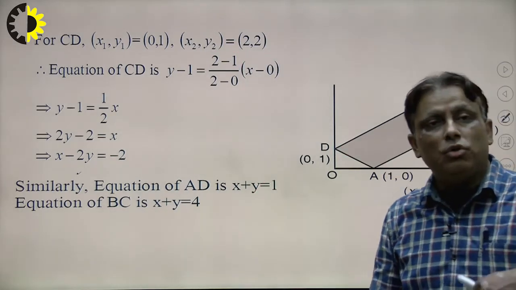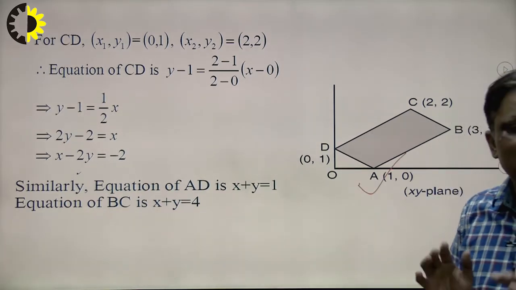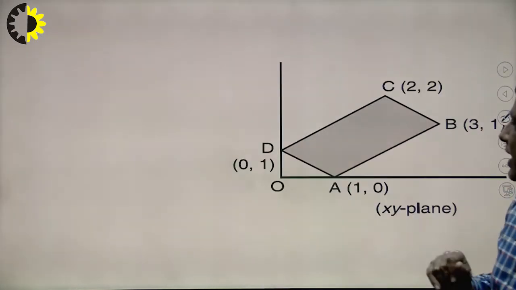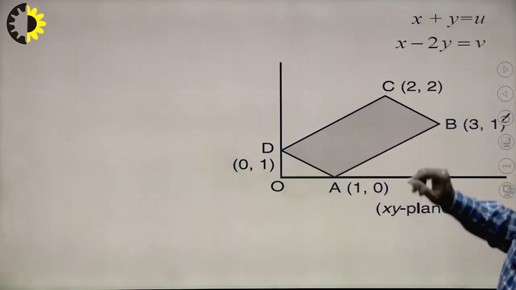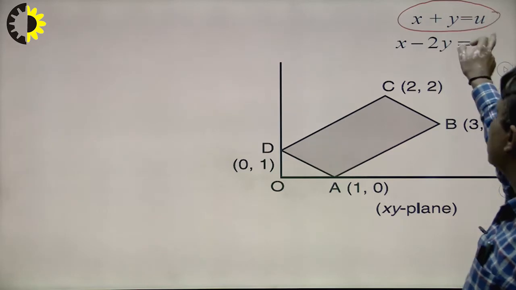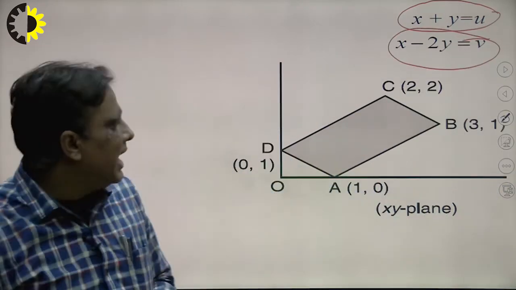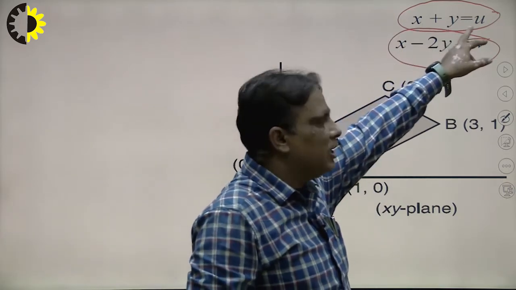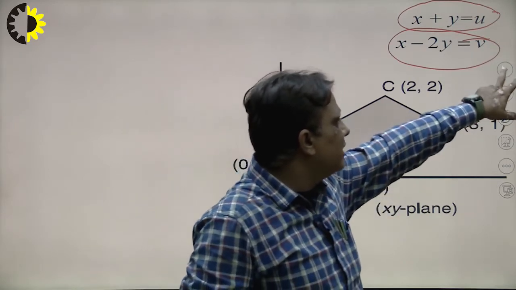Now we draw the diagram in the xy plane. This is the xy plane. Now our aim is to evaluate the values of u and v and draw the diagram in the uv plane. We see here very carefully. First of all, this is the diagram in the xy plane. This is the given transformation, x plus y is equal to u, and we see that this is the line x plus y is equal to 1. So we can say that u is equal to 1 here, right.